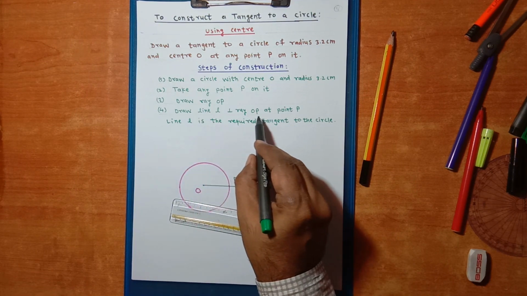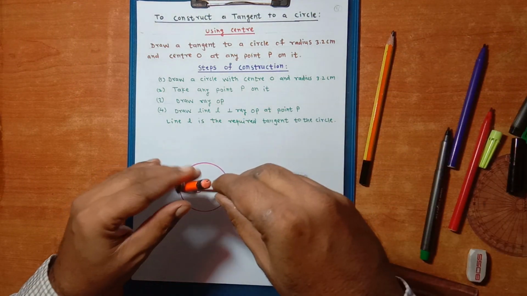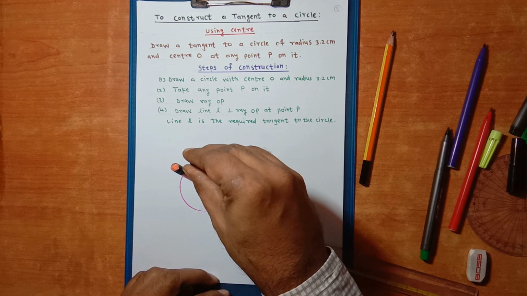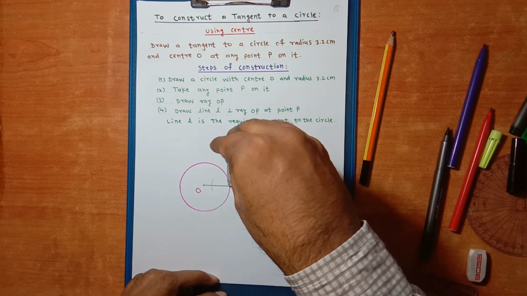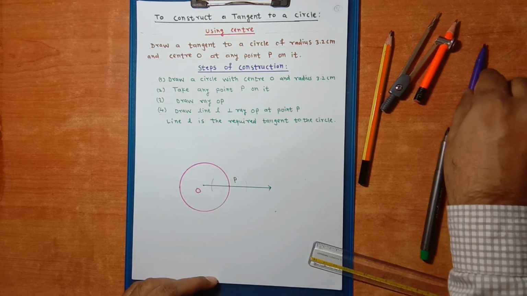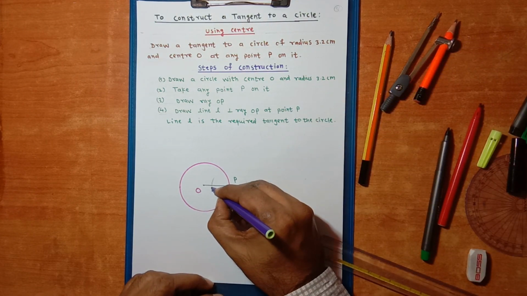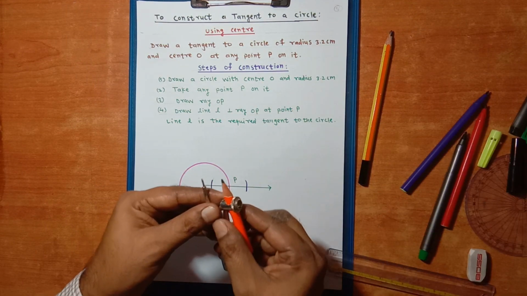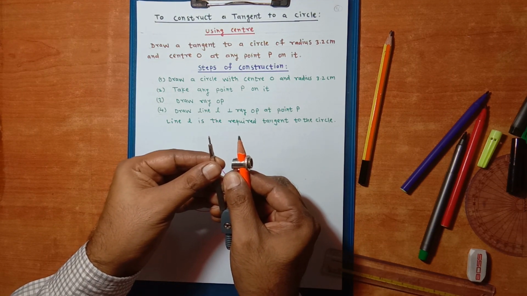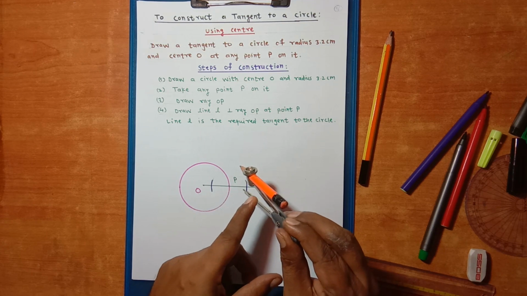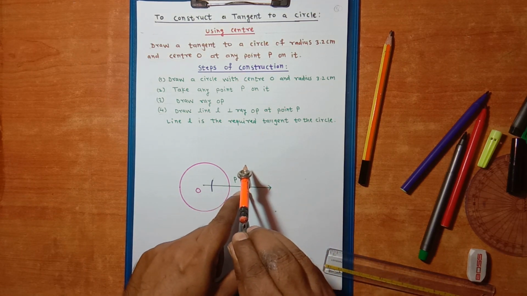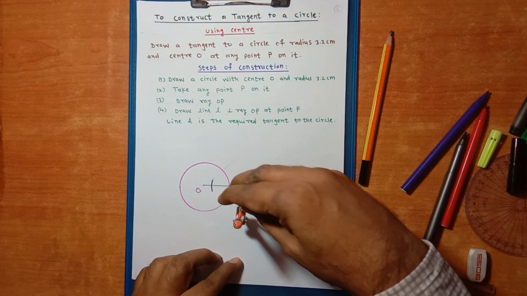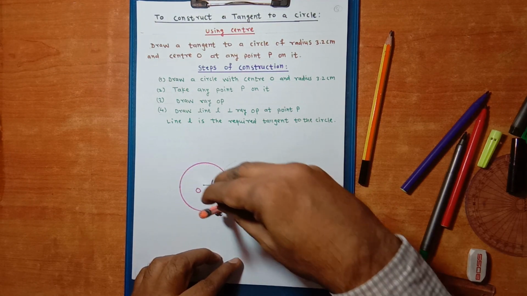Draw a line perpendicular to ray OP. So for that I will keep the still point on point P and I will draw arcs which will intersect ray OP, one on the left hand side, another one on the right hand side. First arc, second arc. Now increasing the distance between the two endpoints of the compass a little bit, I will keep the still point on this point of intersection and I will draw arcs, one on the upper side, another one on the lower side.